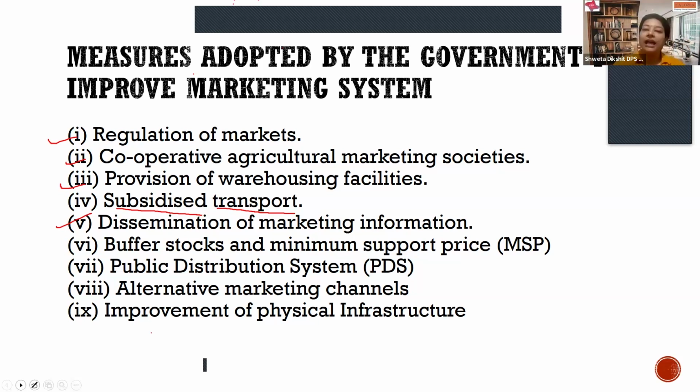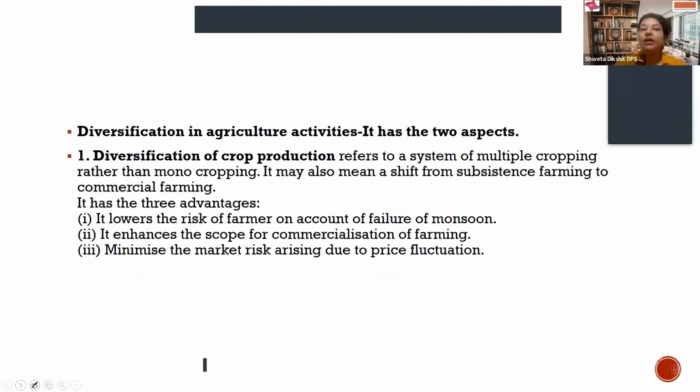Proceeding to the next topic, diversification in agricultural activities. When you're talking about rural problems, one of the problems is overdependence on agriculture. When the farmers are overdependent on agriculture, many compromises are made on their economic status and also on their employment status. So it's very important to resolve the problems related to their economic status, employment status, and also the GDP of the country, that the farmers should diversify themselves.